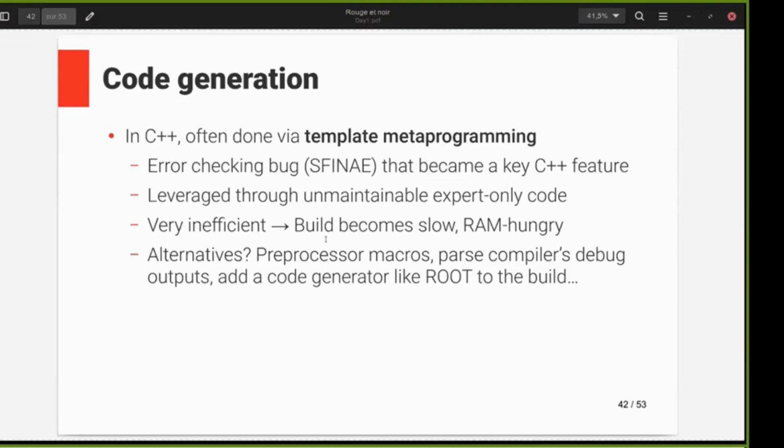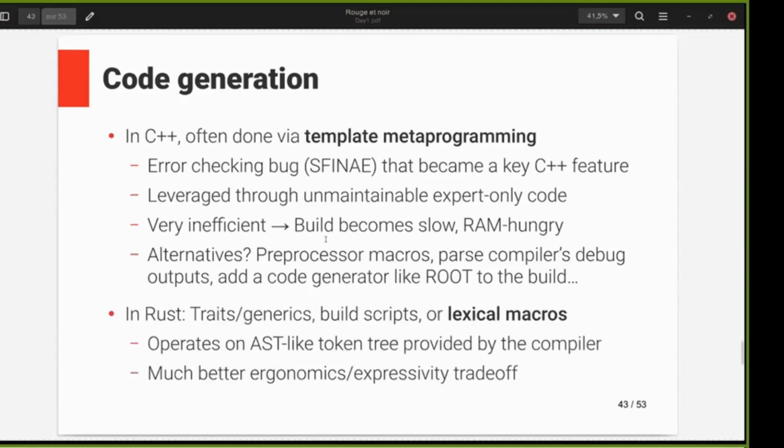Well, you could use preprocessor macros, but these are only good for simple copy and paste situations, and it's actually quite hard to use them correctly due to things like repeated expressions. You could also, if you're that way inclined, parse some compiler-specific functionality that is intended to be a debug output. I've seen some serialization libraries do that. Or you could just throw in the towel and add to your build some kind of external code generator like ROOT, as we use in high-energy physics. But this adds quite a bit of complexity to your build system.